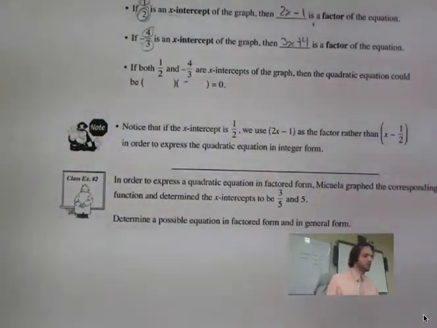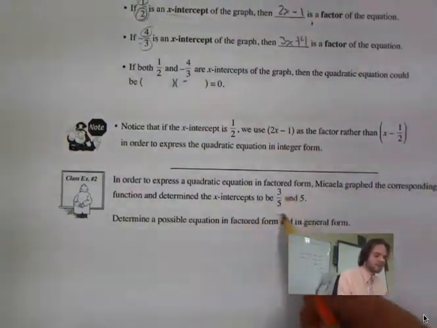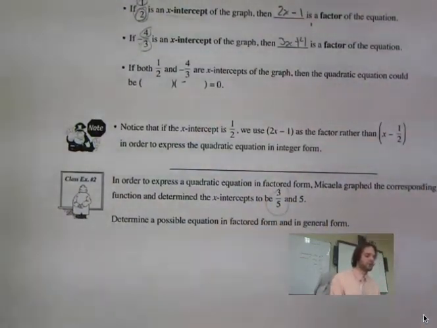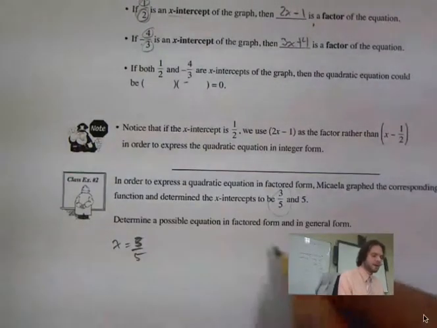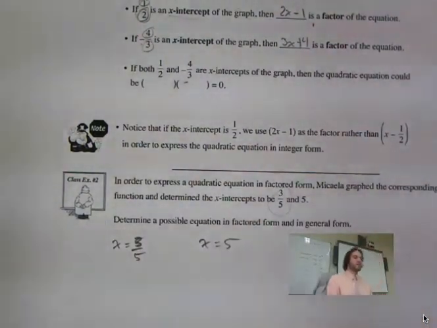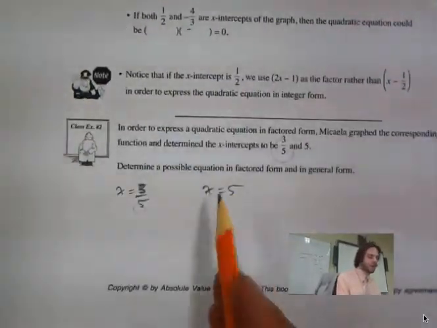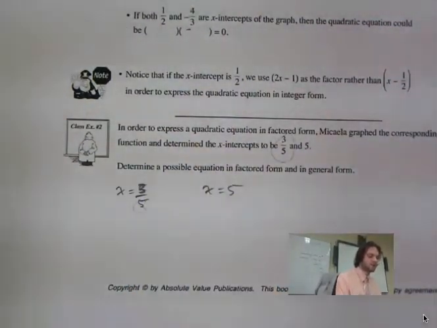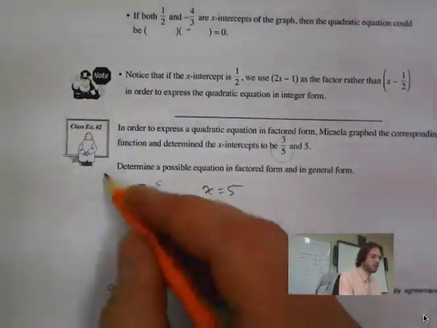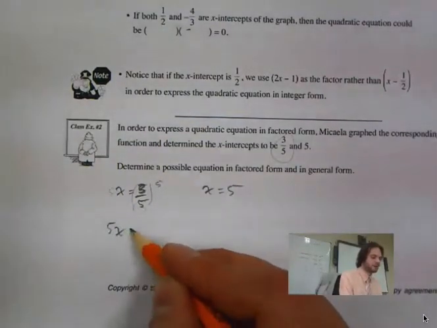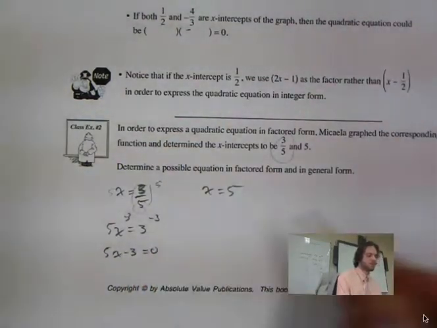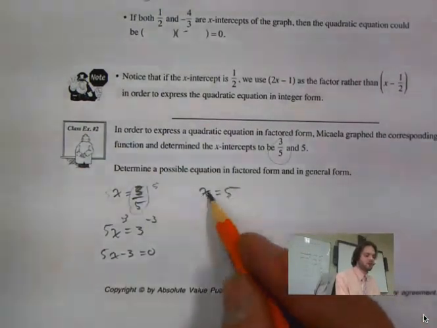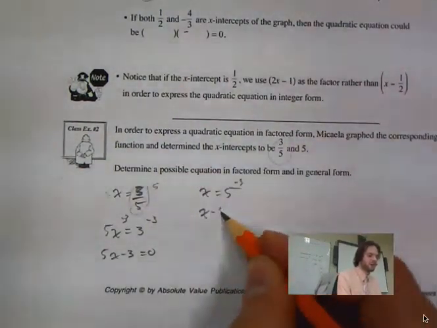It wants us to solve for this one here. It says, in order to express each in factored form, the x-intercepts are 3 over 5 and 5. Okay? So we know x is equal to 3 over 5, and x is equal to 5. The fast way is to multiply both sides by 5, so I get 5x is equal to 3, and then take away 3, so I get 5x minus 3 is equal to 0. Here, I just know x is equal to 5, so x minus 5 is equal to 0.